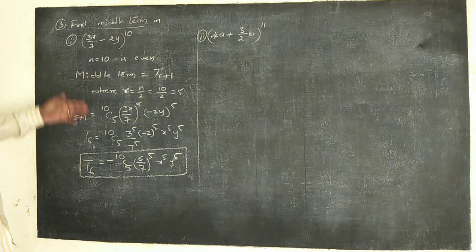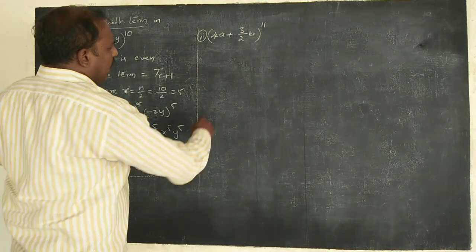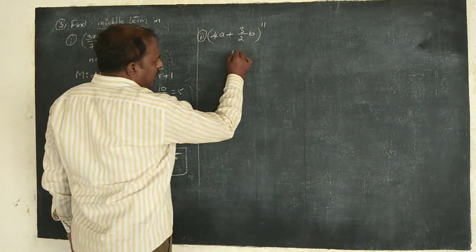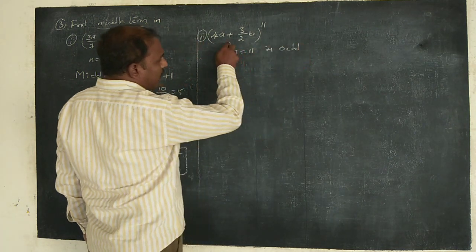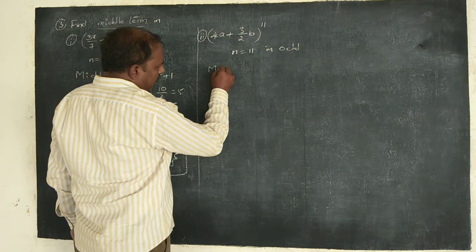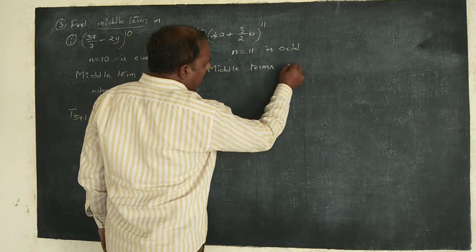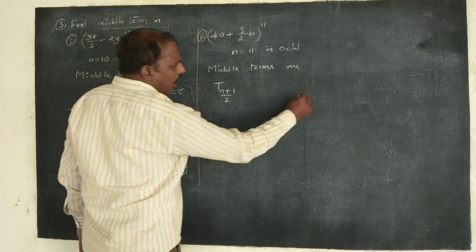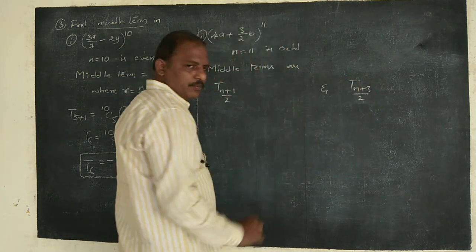This sixth term is the middle term in this expansion. Next, how to find the middle term in this? n is equal to 11, which is odd. Therefore, it contains two middle terms. Middle terms are T(n+1)/2 and T(n+3)/2, isn't it?